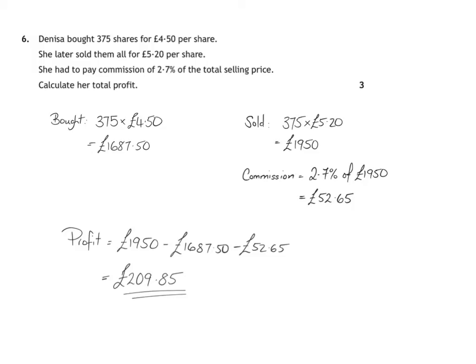So where do the marks come for this question for our 3 parts? We get 1 mark for finding the sale price, 1 mark for finding our commission, and then 1 for knowing that we had to calculate the profit by doing our 2 takeaways and getting our £209.85 as our answer. That's it for question 6. So next up, hopefully we can count question 7.